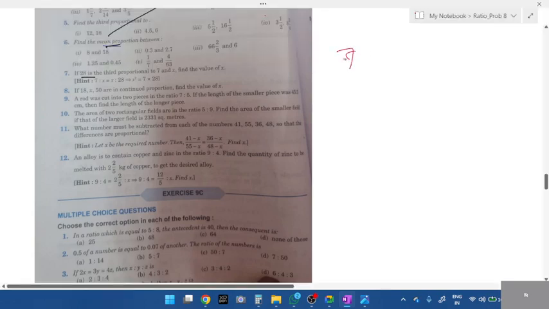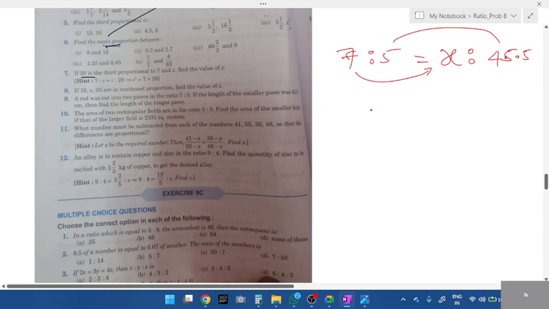Ratio is 7 is to 5 is equal to. If the length of smaller piece, which is smaller piece here? 7 or 5? 5. So in place of 5, what should I write? 45 by 45.5. Then find the length of longer piece. Longer piece is 7. Value is not given. What should I take? L or X? Let us take it as X, students.